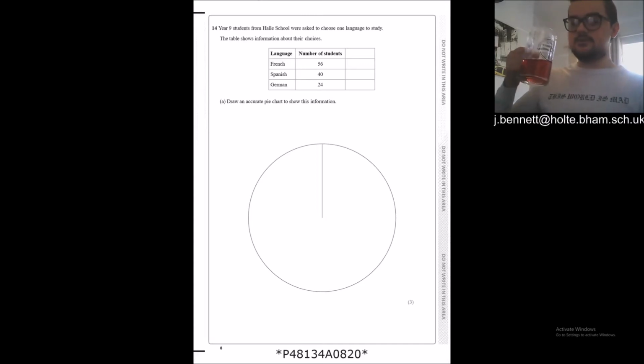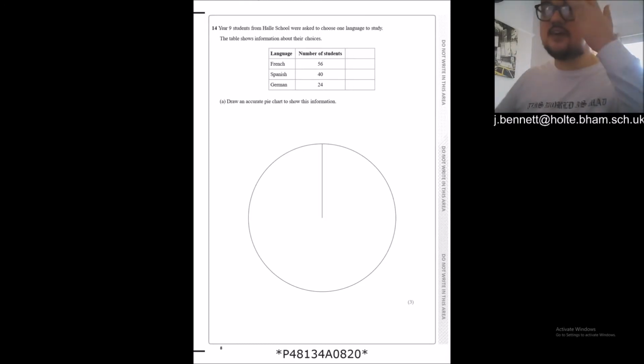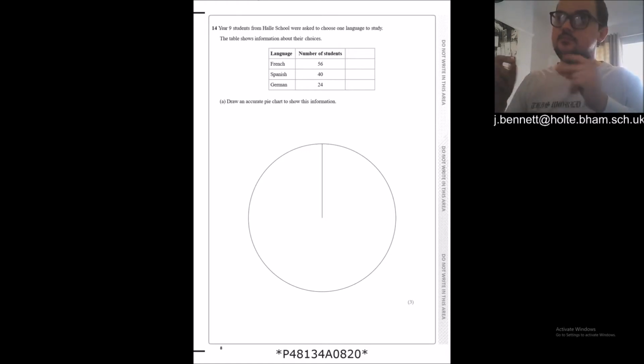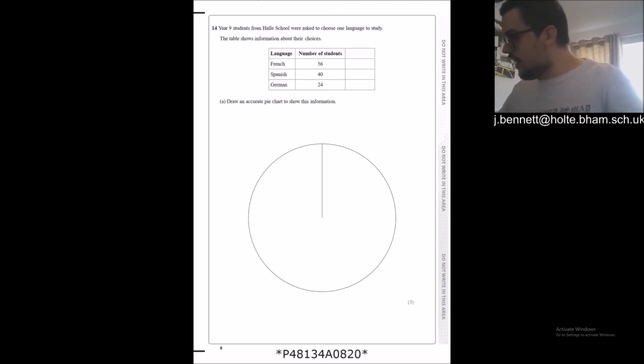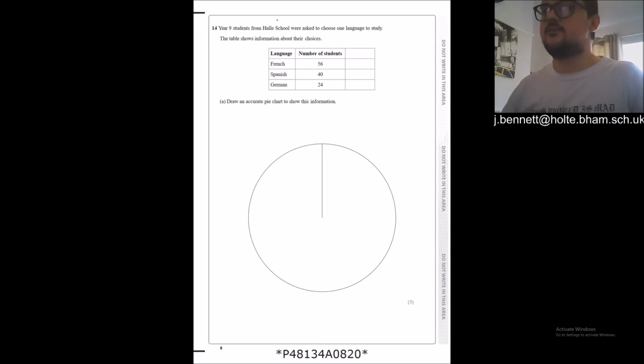And this I'm also not going to be able to do exactly, because I don't have a protractor. I can tell you how to do it. I can give you a rough diagram, but I can't do it exactly because, like I say, I do not own a protractor. Is that the right word? Yeah. So 56, 40, 24.